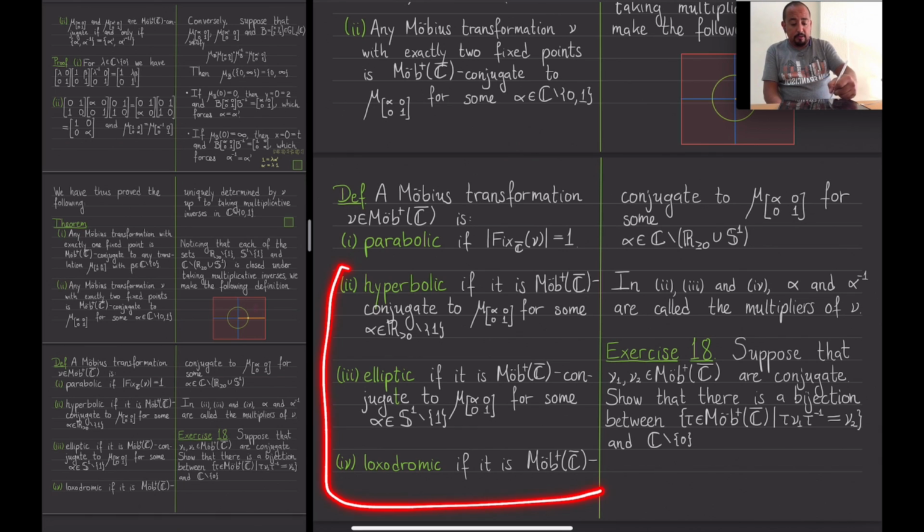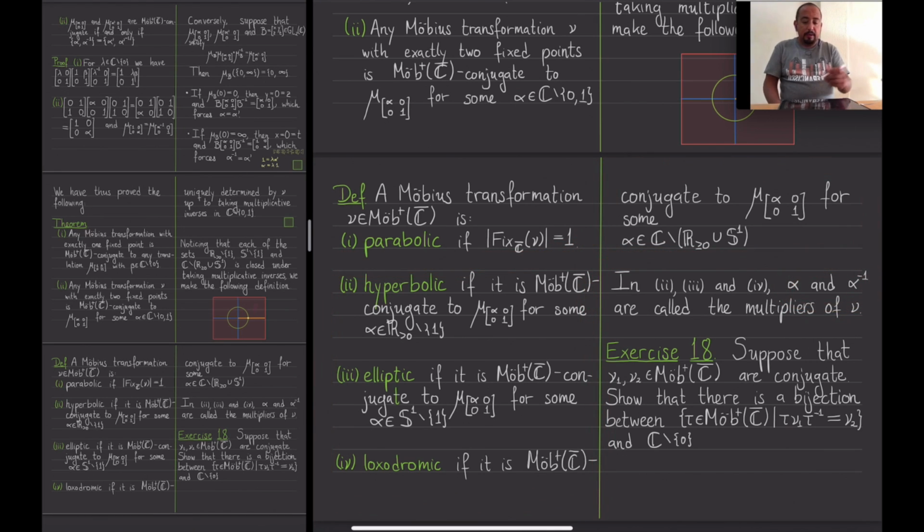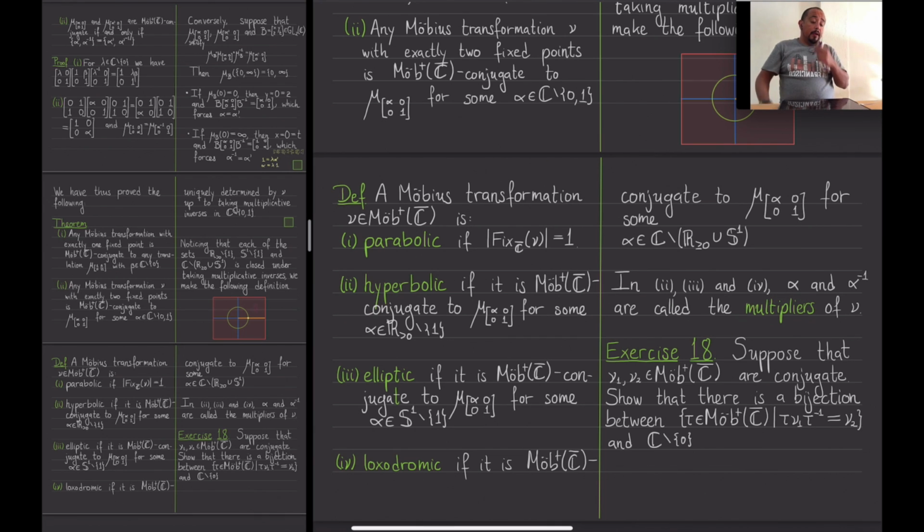Here, when you have exactly two fixed points, your transformation is also conjugate to multiplication by alpha inverse. As I said, alpha is not the only number you have to consider; you also have to consider alpha inverse. These two numbers we are going to call the multipliers of nu.